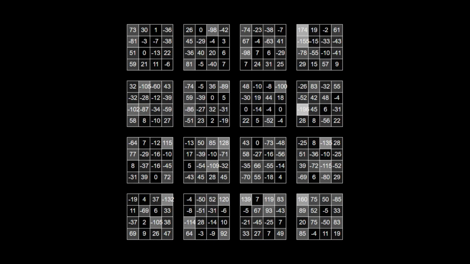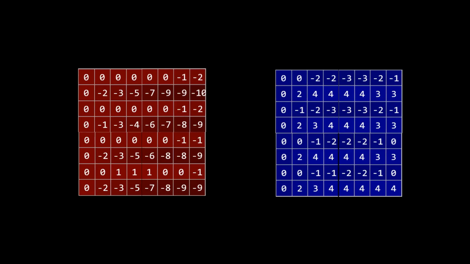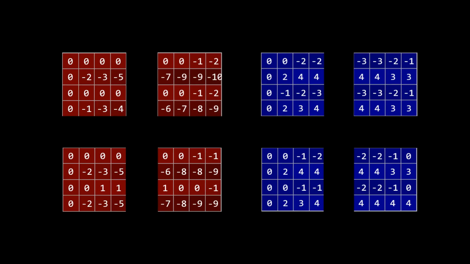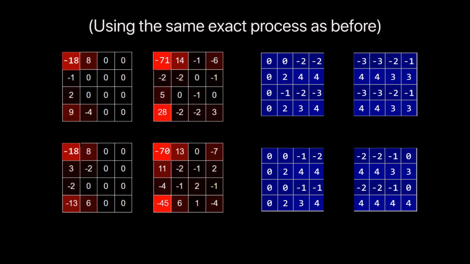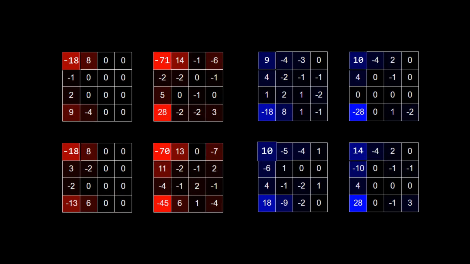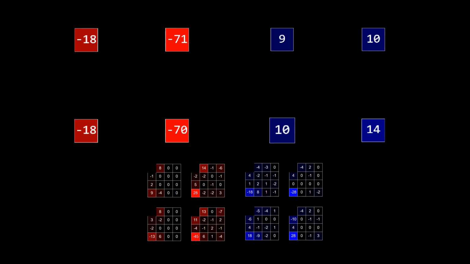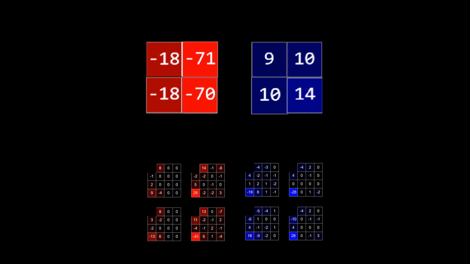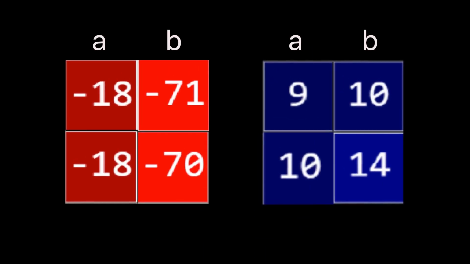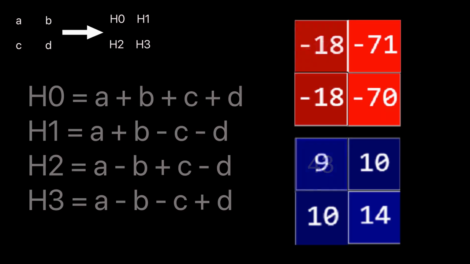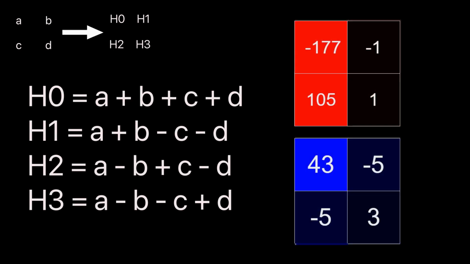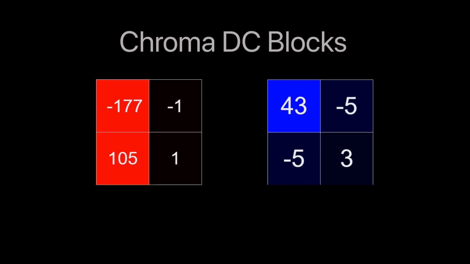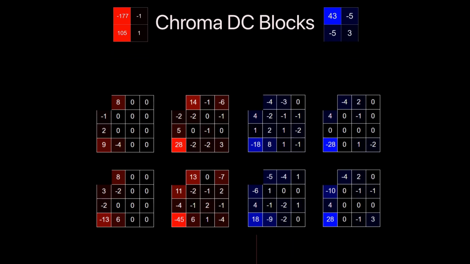After transforming the Luma residuals, we do the same for the 2 8 by 8 Chroma residuals by splitting each into 4 4 by 4 blocks and then transforming those individually. Once you have those 4 transformed 4 by 4 blocks, you remove the first coefficient from each and gather those into a 2 by 2 block arranged like this: AB on the top row and CD below. Then, transform them into 4 coefficients H0, H1, H2, and H3 like so. We'll call these 4 coefficients our Chroma DC block. Meanwhile, the remaining coefficients in each 4 by 4 block, now without the DC coefficient, are referred to as Chroma AC blocks.